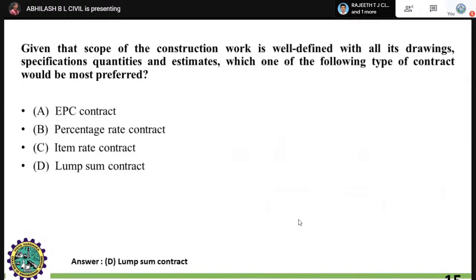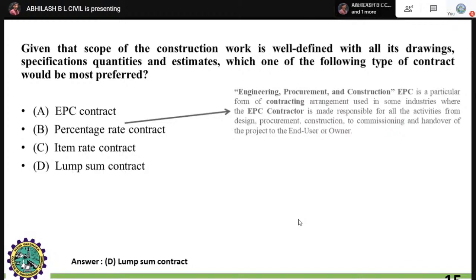Given that the scope of the construction work is well defined with all its drawings, specifications, quantities, and estimates, which one of the following types of contract would be most preferred? Right? Everything they have to give to a particular contract. That is EPC, percentage rate contract, item rate contract, lump sum contract. Here the answer is already given, that is lump sum contract. I will tell you how.